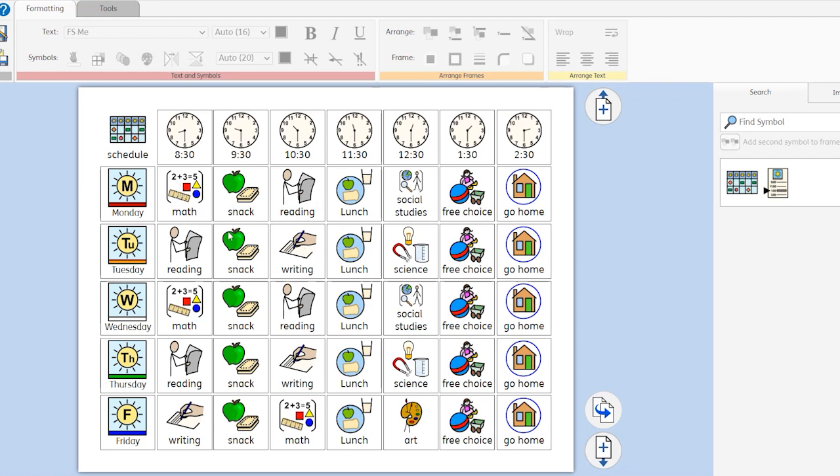So on Monday they'd have math, snack, reading, etc. And they knew they had free choice right before they went home. You could adapt this for high school students as well. Have period 1, nutrition, period 2. You could label what the periods are. And this would be very useful for high school students.